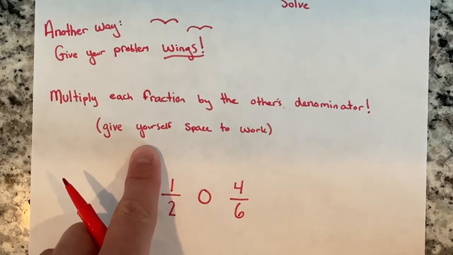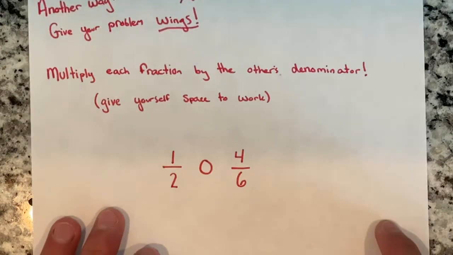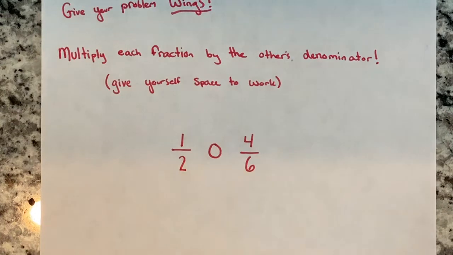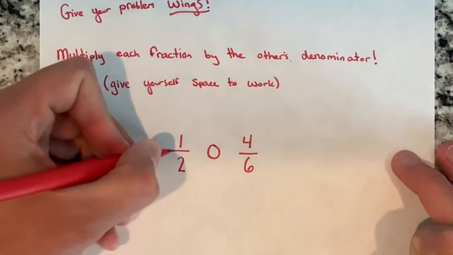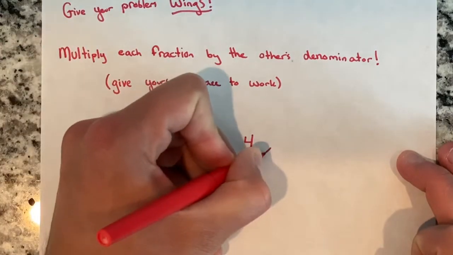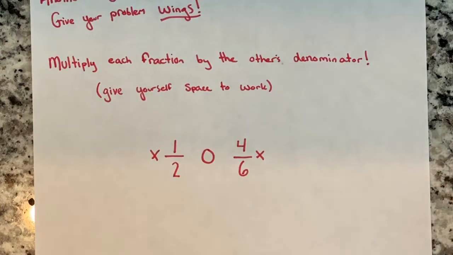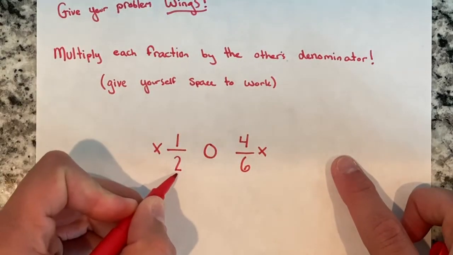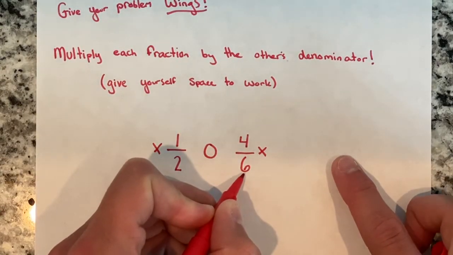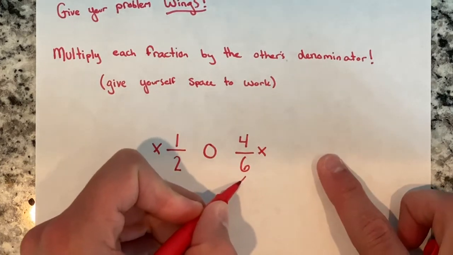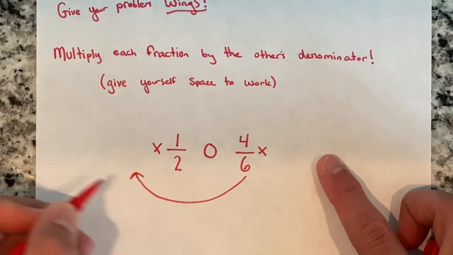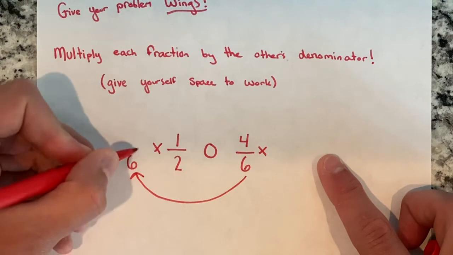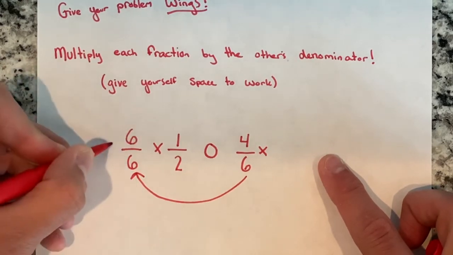Make sure you give yourself some space here. This might start looking familiar once I do this. Set up both fractions to get multiplied. My instruction tells me to multiply each fraction by the other's denominator. So I'm going to multiply 1/2 by the 6ths from this fraction. I'm going to draw an arrow to bring this 6 over here. Whatever I do to the bottom, I must do to the top.